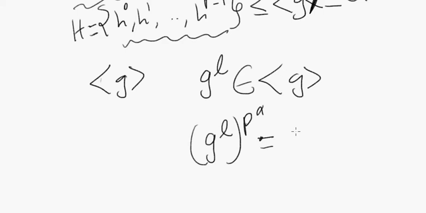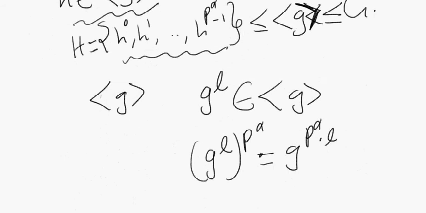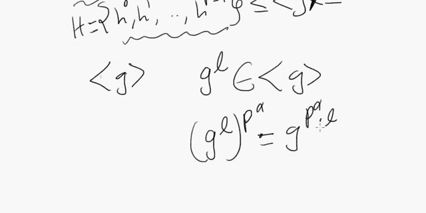Isn't that equal to g to the p to the alpha times L? But what's the order of little g? Isn't that p to the alpha times L? Right? Did we say that the order of little g was p to the alpha times L? If the order of little g is p to the alpha times L, aren't we saying that g to the p to the alpha times L must give us the identity?